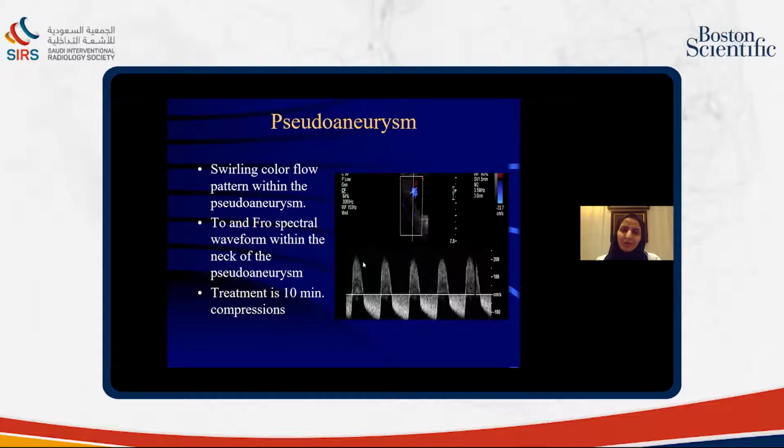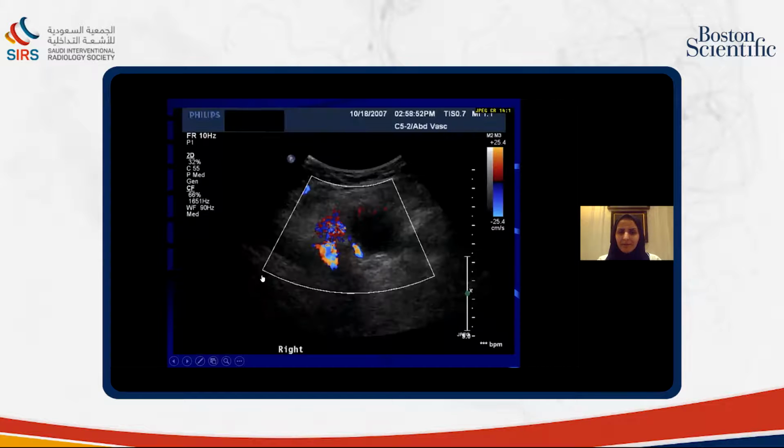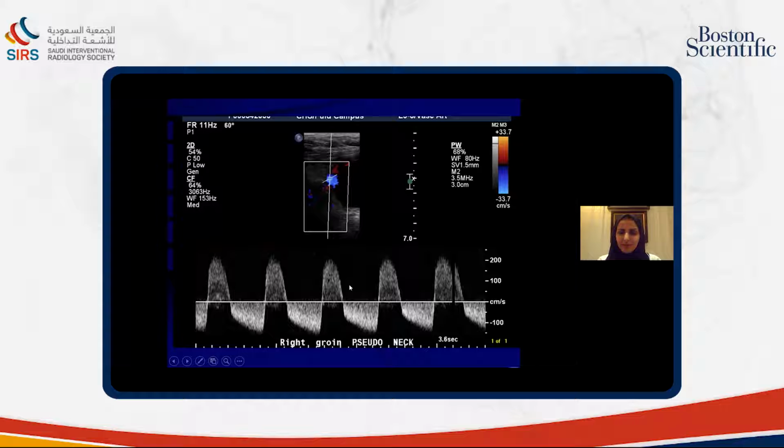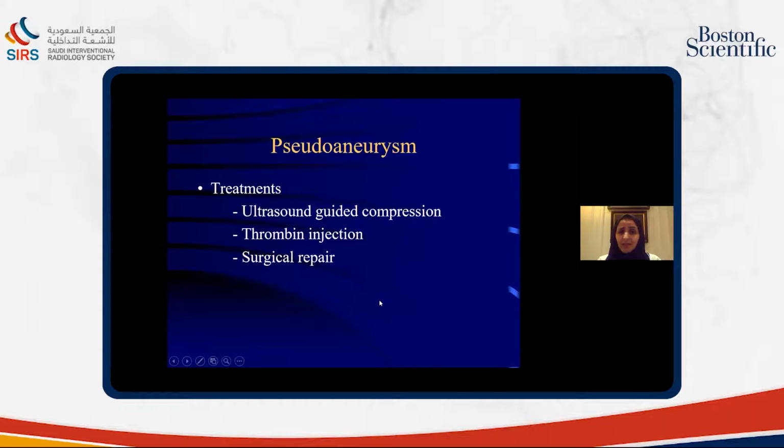Pseudoaneurysm has a really typical waveform to define whether this is pseudo or not. Just sample at the area of turbulence. If you see this flow here, we call it pseudoaneurysm. So this is a special wave Doppler for the pseudoaneurysm. When we sample at the neck, this is the typical waveform of the pseudoaneurysm. The treatment usually is ultrasound guided compression, thrombin injection, and surgical repair.